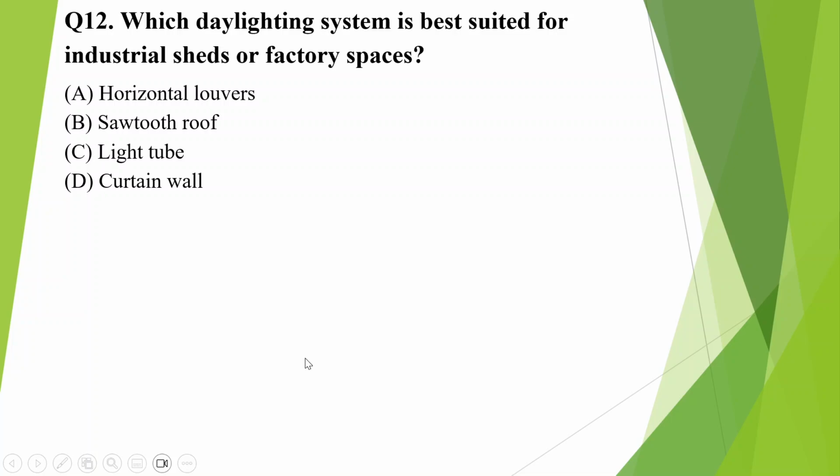The sawtooth roof, the diagram I have also shown to you. This kind of roofing system is preferred for industrial sites so that they can get the maximum amount of daylight inside. It also helps in allowing uniform diffuse light and minimizing the glare in large open spaces. That's why this kind of sawtooth roof system is preferred in industries.